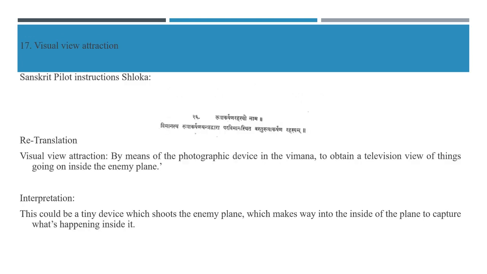So visual view attraction: by means of a photographic device in the Vimana to obtain television view of things going on inside the enemy plane. So that is also there. This could be a tiny device which shoots the enemy plane video, which makes its way inside the plane of the enemy to capture what's happening inside.